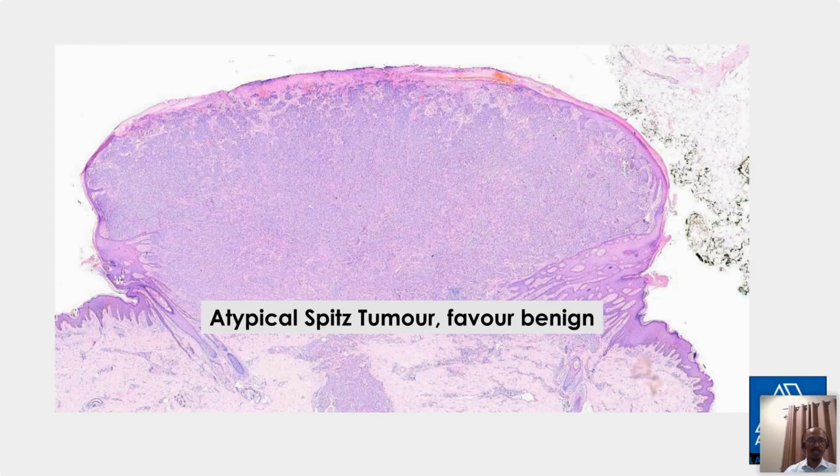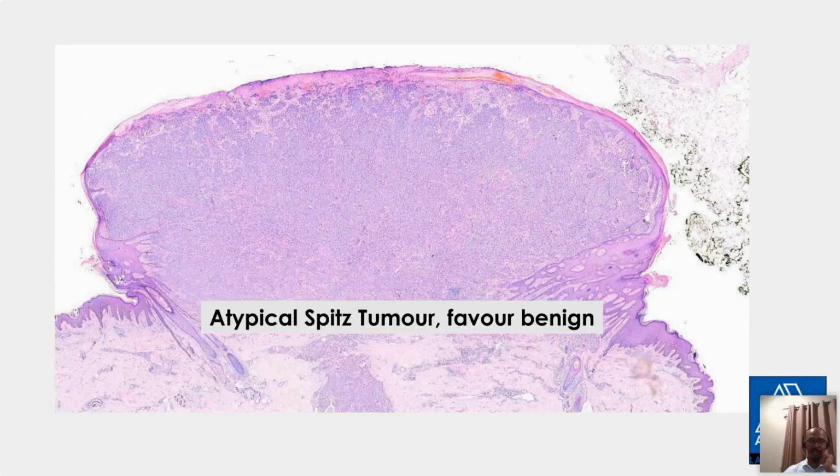So this is actually an atypical Spitz tumor. And the reason we called it an atypical Spitz tumor was because there was mild to moderate nuclear atypia. There was some mitosis, but there were few, and they were mostly distributed in the superficial parts of the lesion. So as much as we said it's an atypical Spitz tumor, we favor it to be benign.